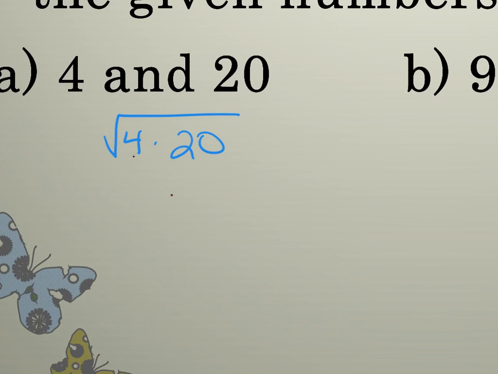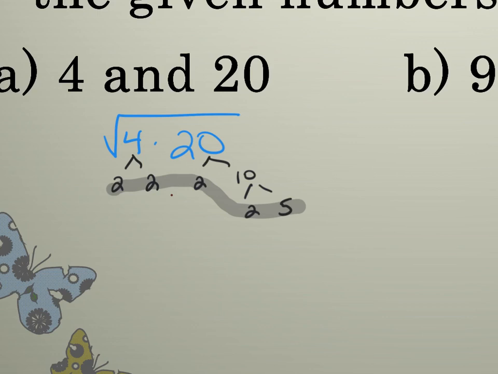And then I would take 4 and break it down into a product of its primes, which would be 2 and 2. And then I would take 20 and break it down so it's 2 and 10, and then 2 and 5. And then I want to look only at the product of the primes at the bottom. So this really is 2 times 2 times 2 times 2 times 5.